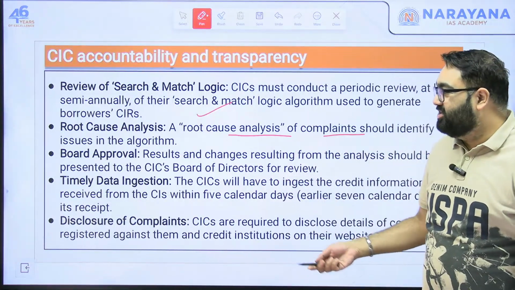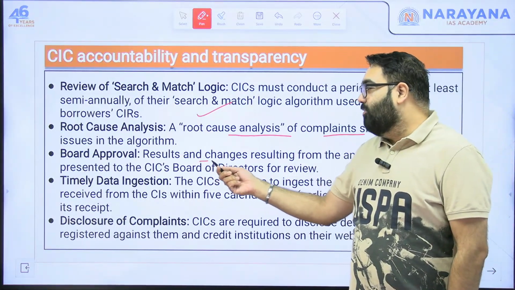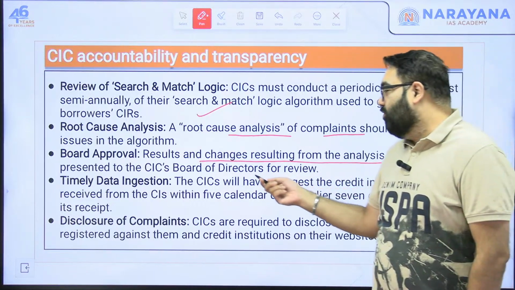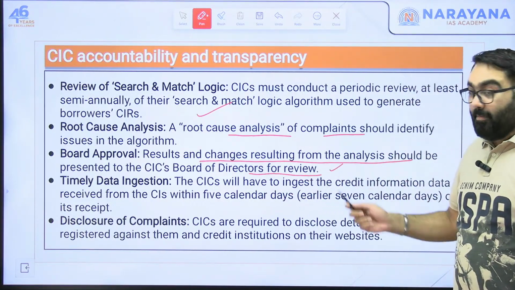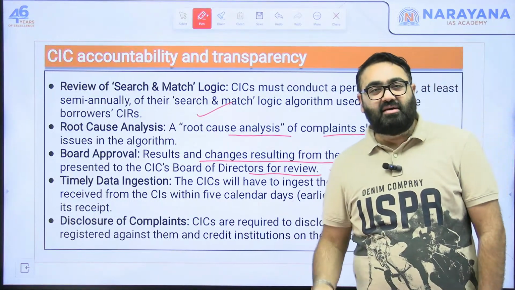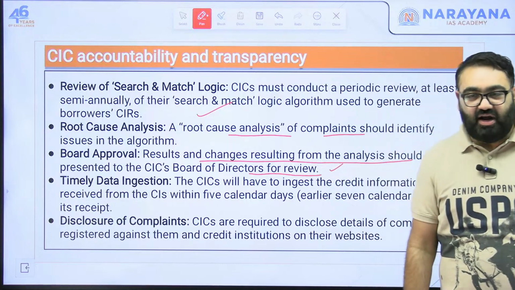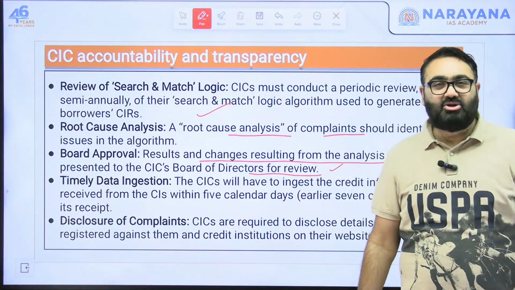So this also, how quickly the complaints are resolved, what is the process for resolving these complaints, that is also taken into consideration. Board approval: results and changes resulting from any analysis should be presented to the board of directors for review. So the company, whenever they have to change their method, if any review of their working has to happen, they have to first get it approved by the board of their company to get it in practice.